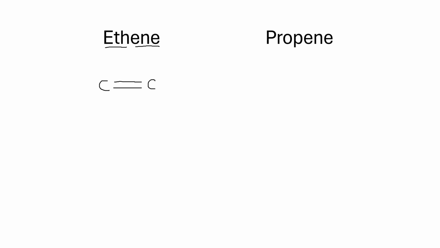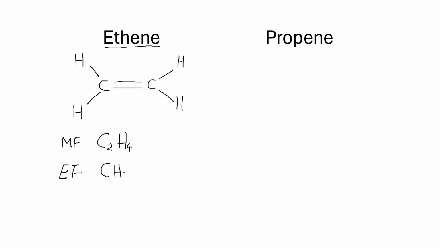Now carbon always makes four bonds, so there needs to be four lines coming out of each carbon, and then this bonds to hydrogen. So the displayed formula for ethene will be as shown on the screen. The molecular formula will be C2H4, two carbons, four hydrogens. The empirical formula would be CH2. We can divide them both by 2. Remember, the empirical formula is simply the simplest ratio between the atoms.